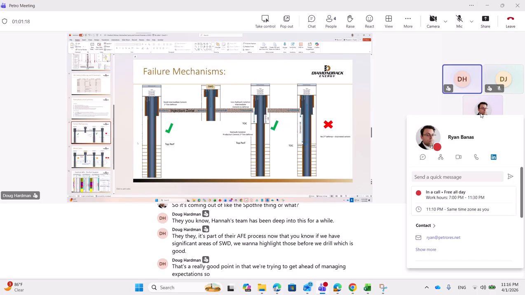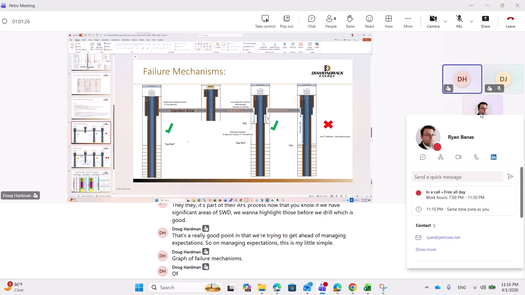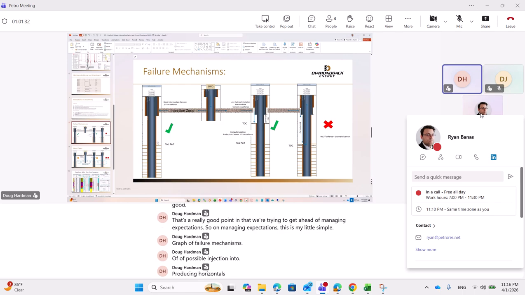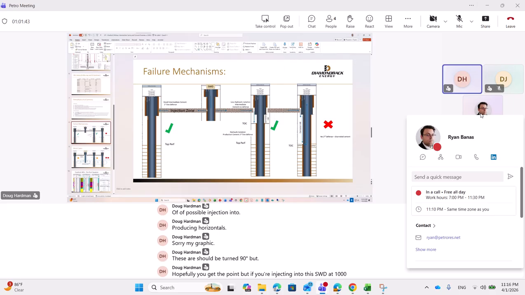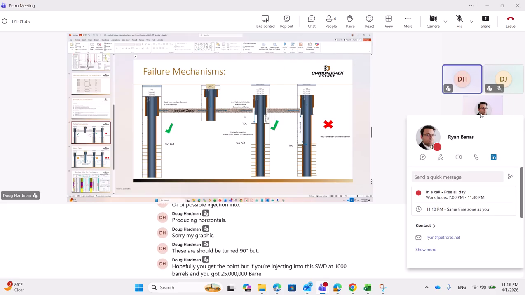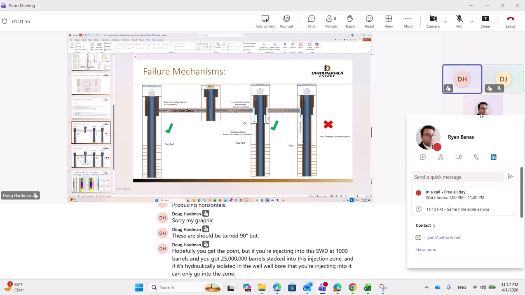So on managing expectations, this is my little simple graph of failure mechanisms of possible injection into producing horizontals. Sorry, my graphic, these should be turned 90 degrees, but hopefully you get the point. If you're injecting into this SWD at 1,000 barrels and you have 25 million barrels stacked into this injection zone, and it's hydraulically isolated in the wellbore that you're injecting into, it can only go into the zone, and then it goes over here.